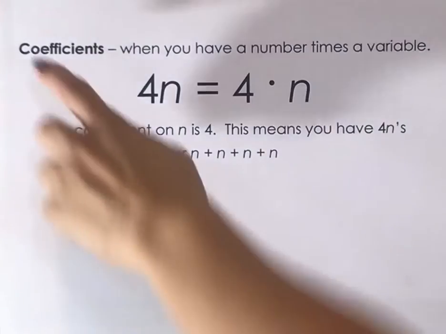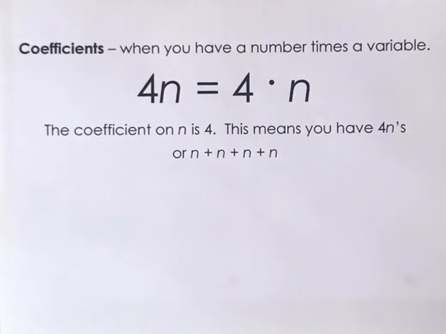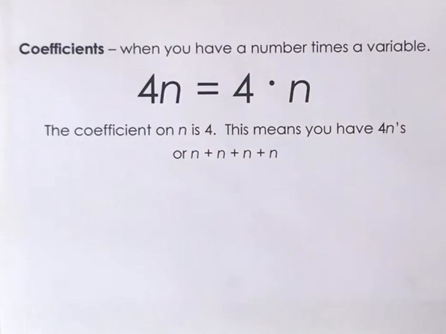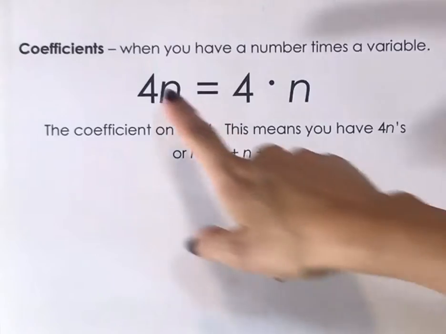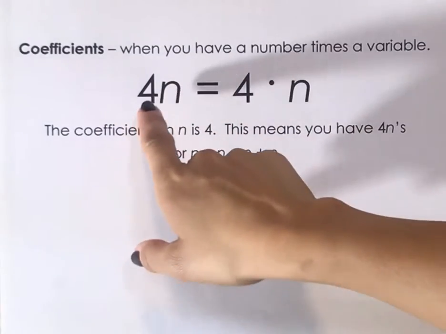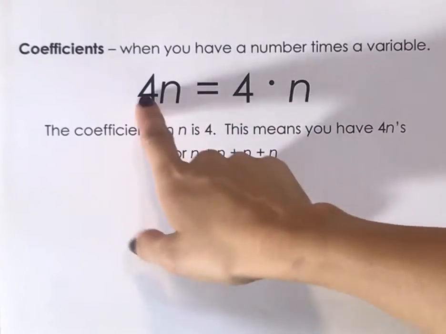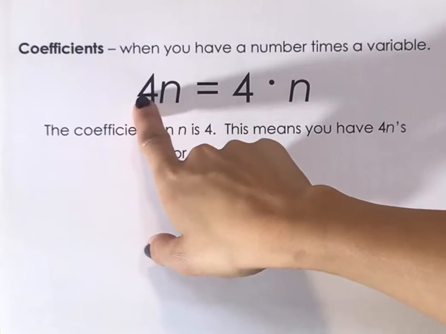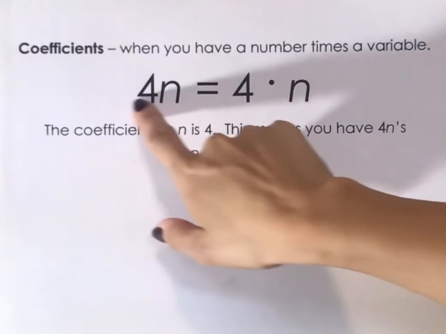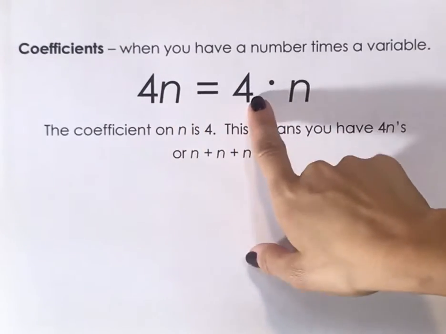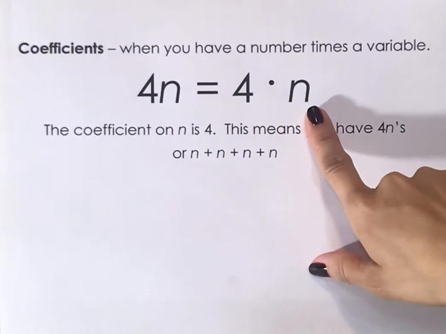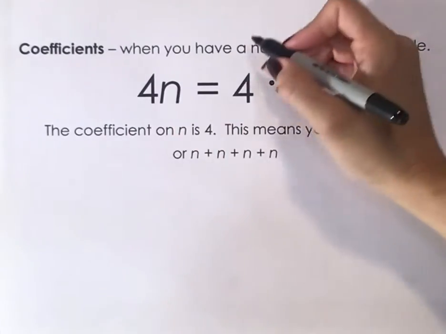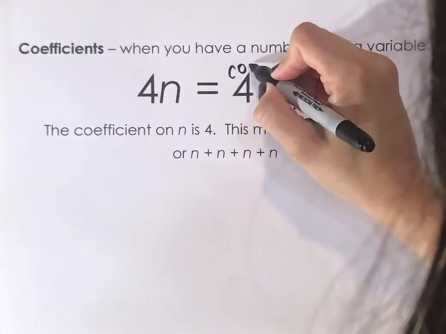Okay, today we're going to talk about coefficients. So a coefficient is when you have a number times a variable. So if you look here, this is considered 4 is the coefficient of n. So for n, if you see it together like this, it means 4 times n. And when you break it apart, this right here is the coefficient.